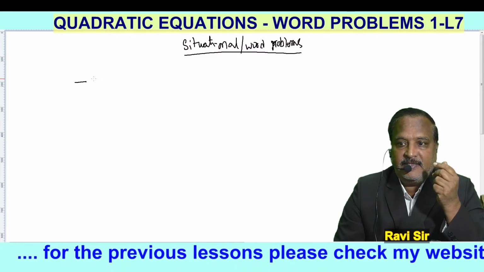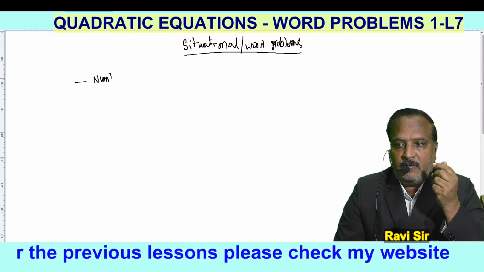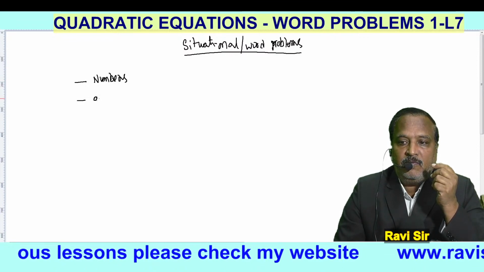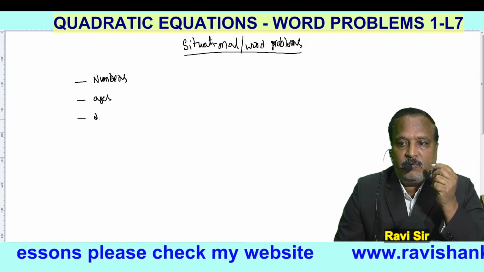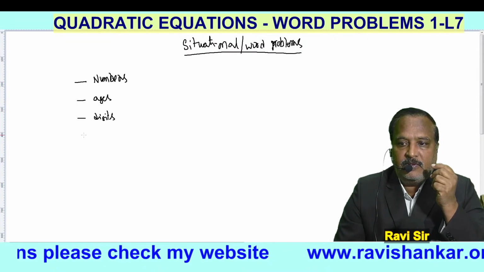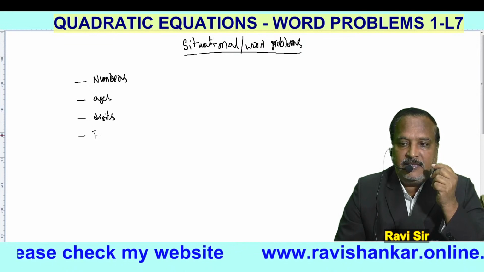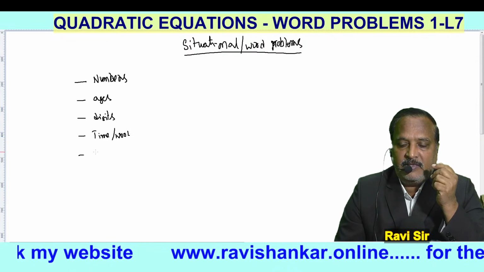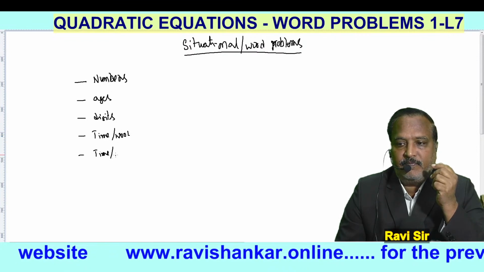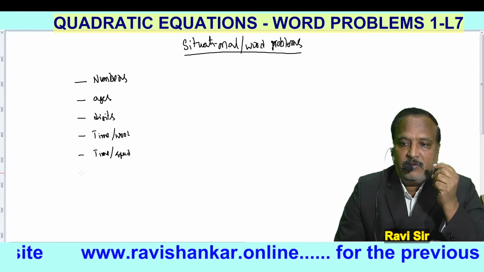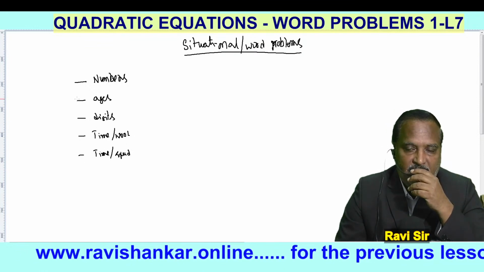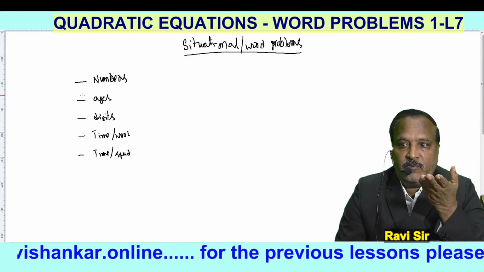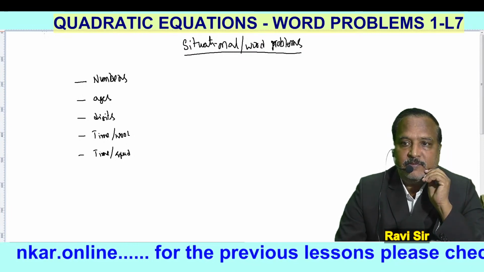These word problems I usually categorize into problems with numbers, problems with ages, problems with digits, problems with time and work, and problems with time and speed. So like this I'll be dividing the entire word problems into small categories, small types.